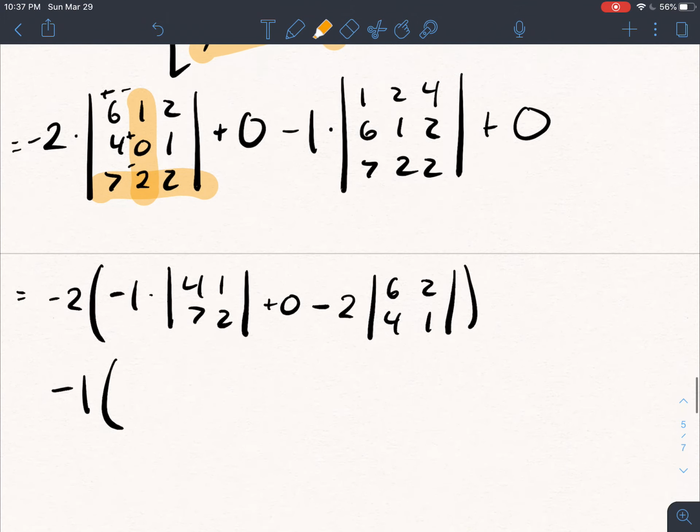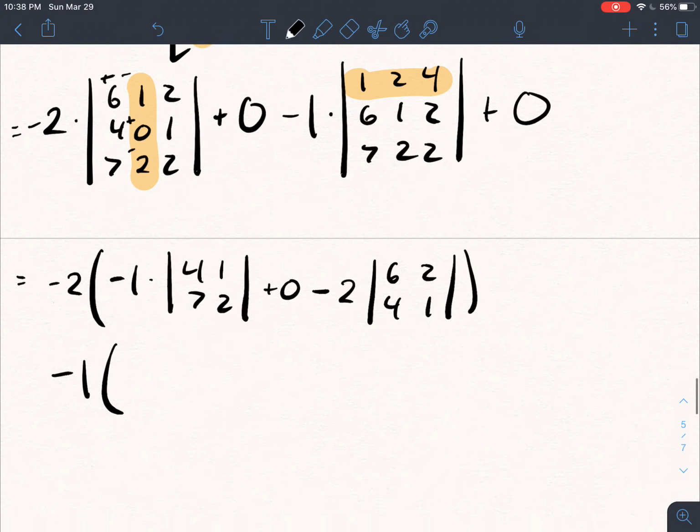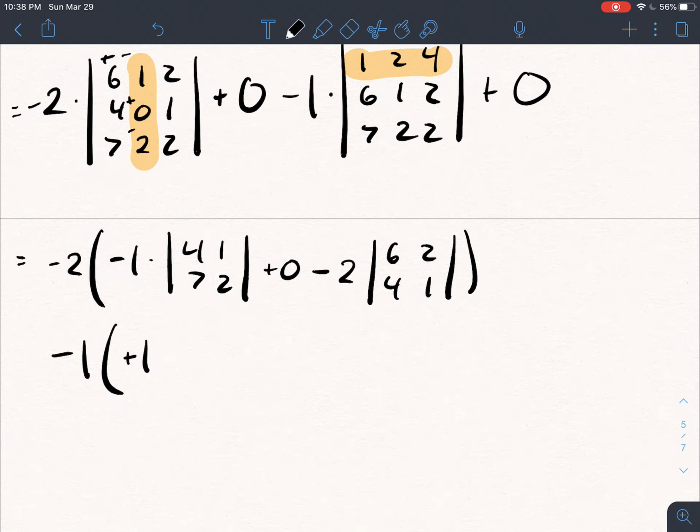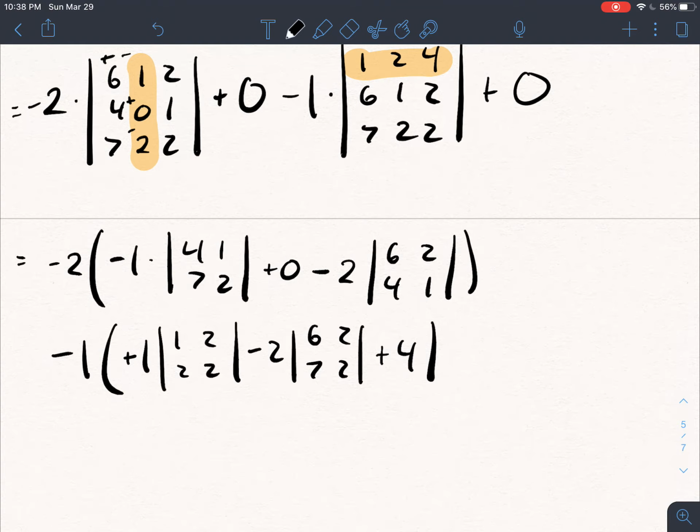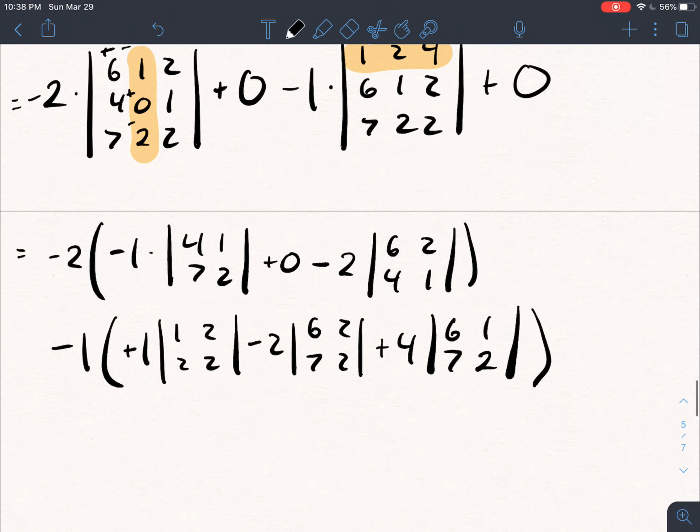and then minus 1 times, and here it doesn't really look like there's a best thing to expand along, so I'm just going to expand along row 1. And what do I get? So start with positive 1 times the determinant of 1222, expanding along row 1, so the next entry will be minus 2 times, I'm just going to go a little faster, 6272, and then plus 4 times 6172. Hopefully I did this right. I'm not rushing too much.